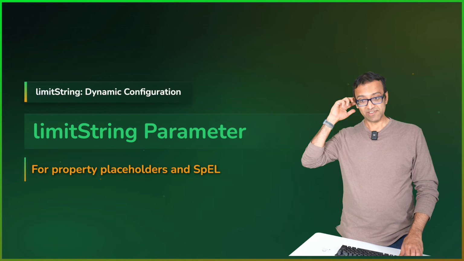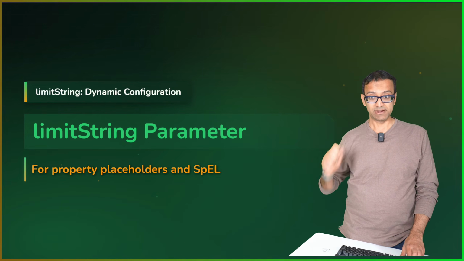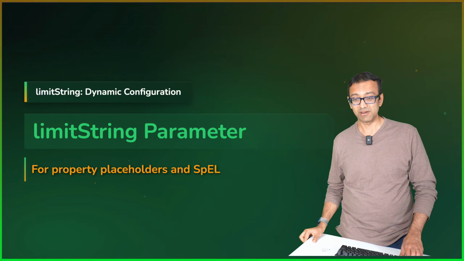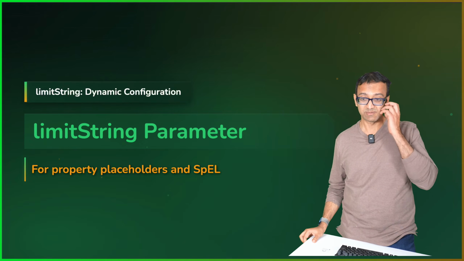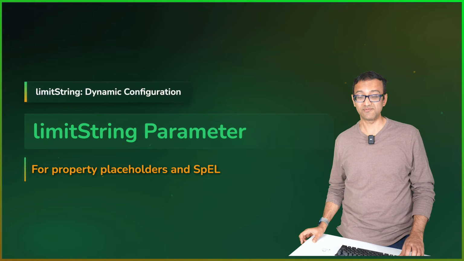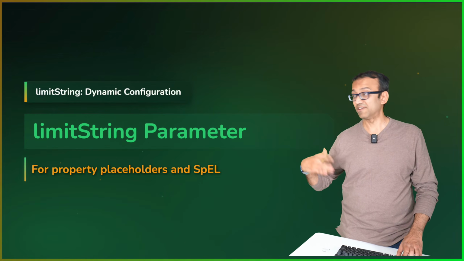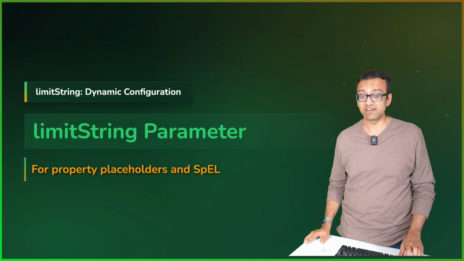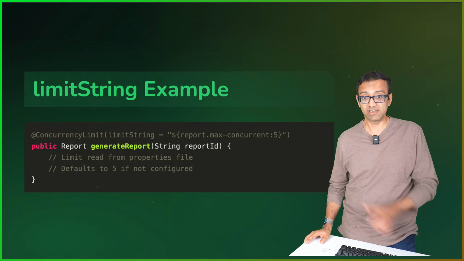For dynamic configurations, there is a limit string parameter. I'm not going to go into too much detail about it, but basically you can use Spring expression language and property placeholders for configuring it dynamically. For different environments, you want different limits, you can configure it using property values. So here's an example, right?